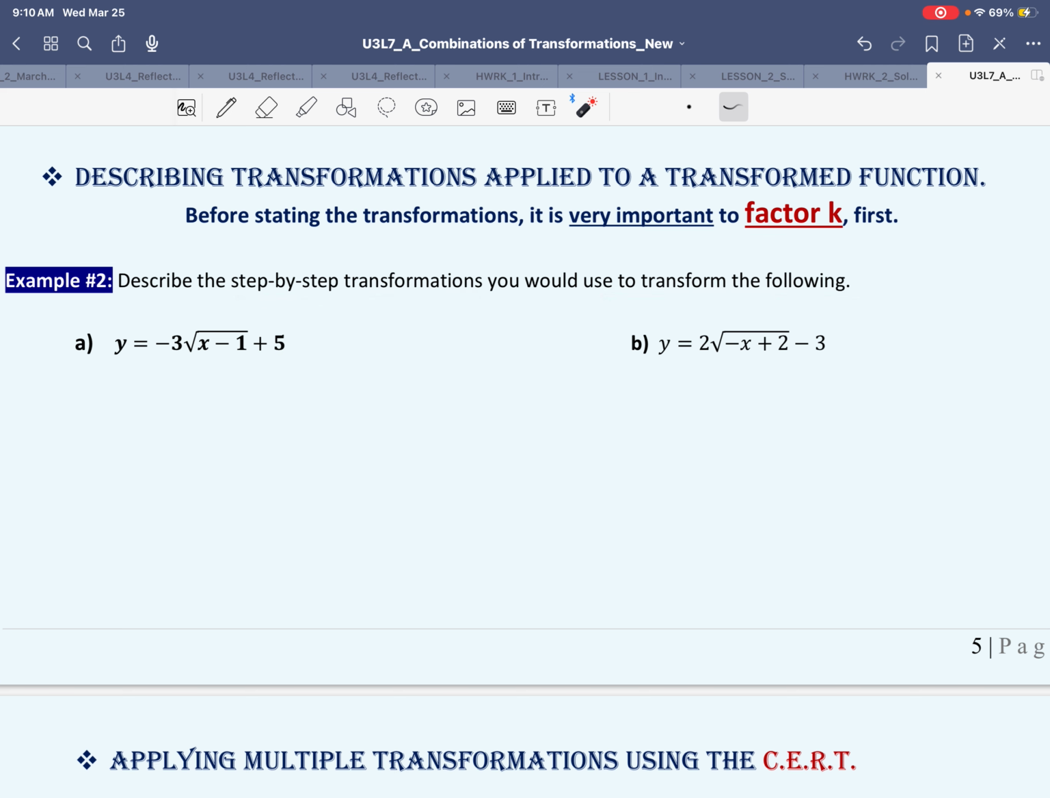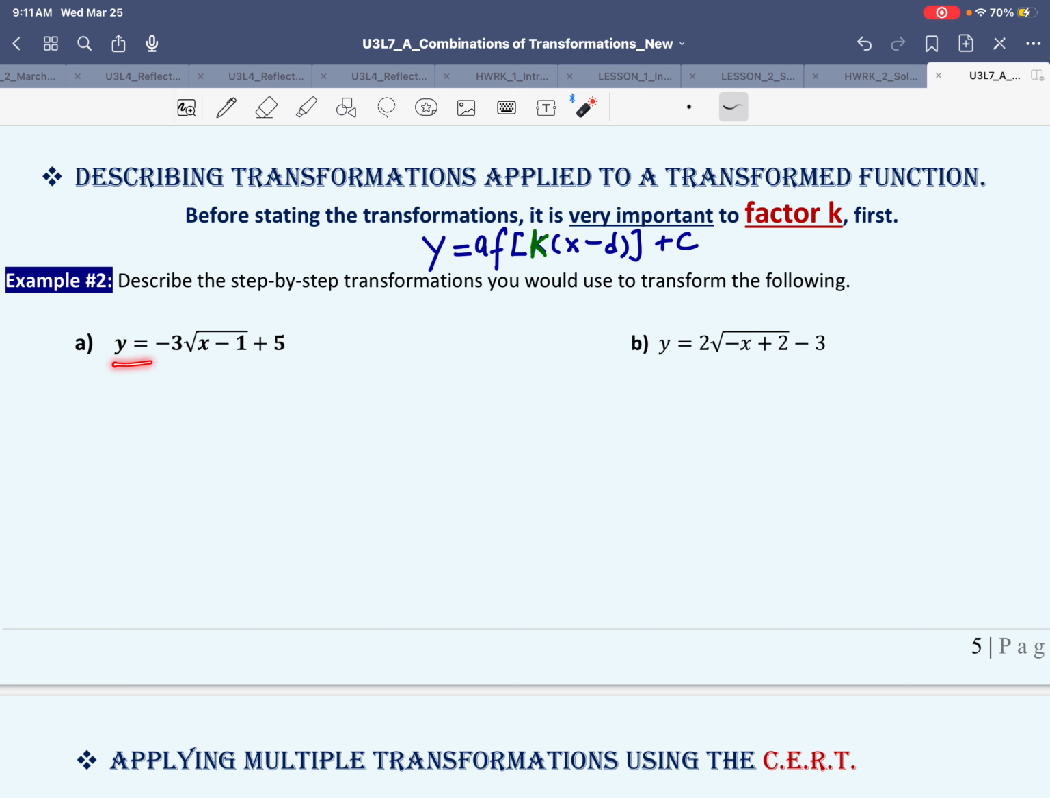Now remember that whenever we transform functions, it is very important to check and see if k is unfactored. Remember that the standard form of the equation of the transformed function is a times f of k times x minus d, and then plus c. So as you can see here, the coefficient k will always be in factored form. So it has to be in factored form before we state the transformations on any given function as well.